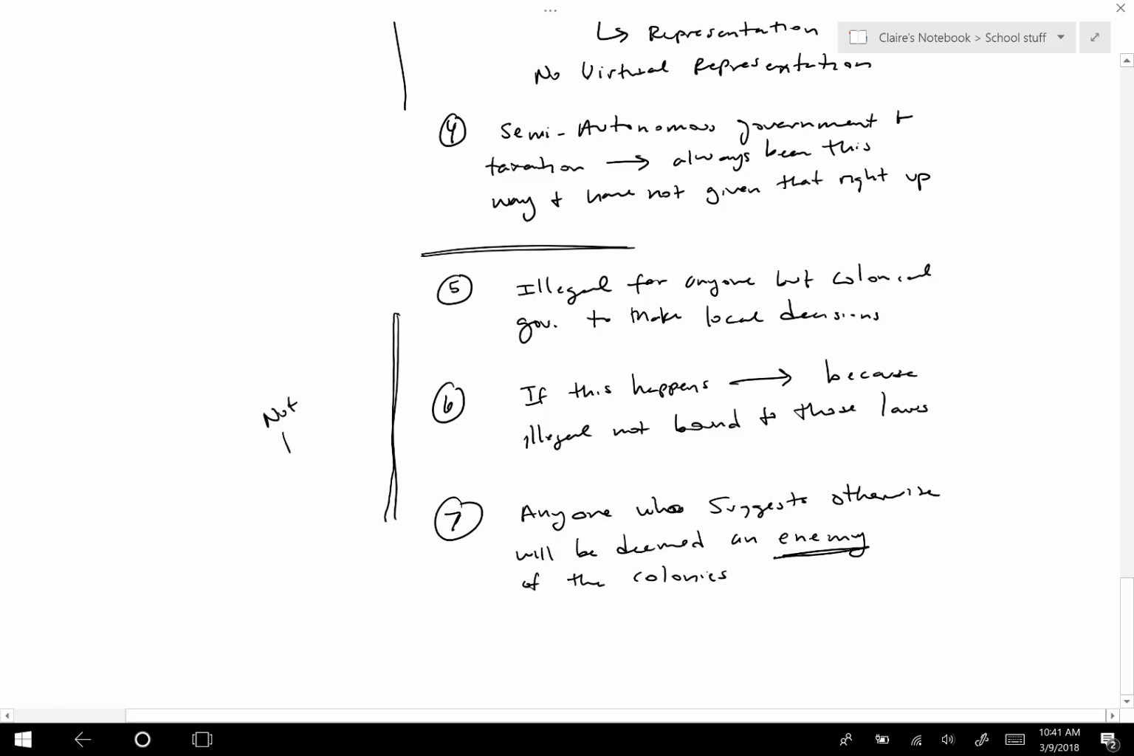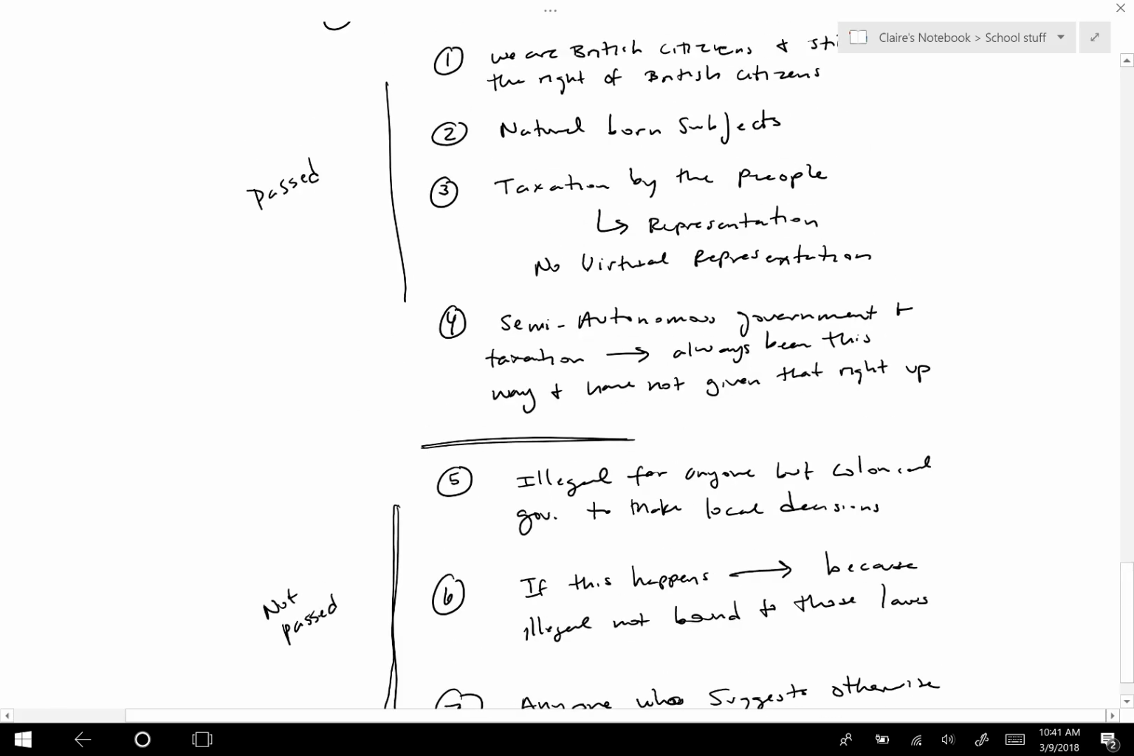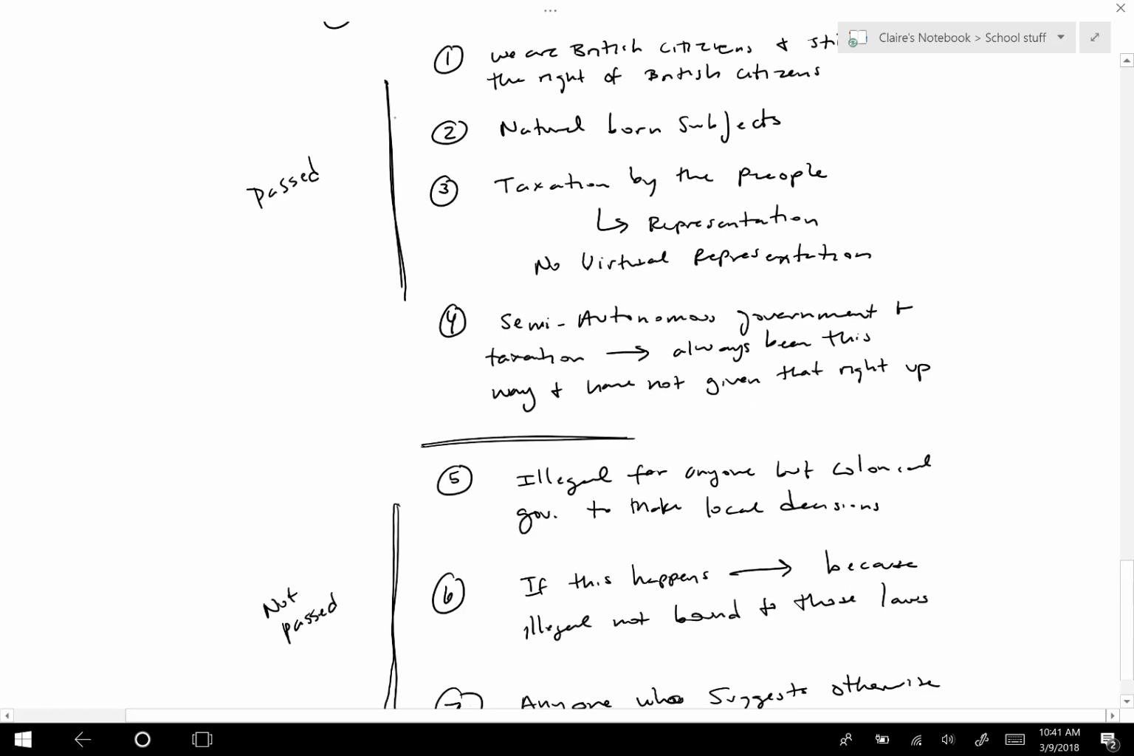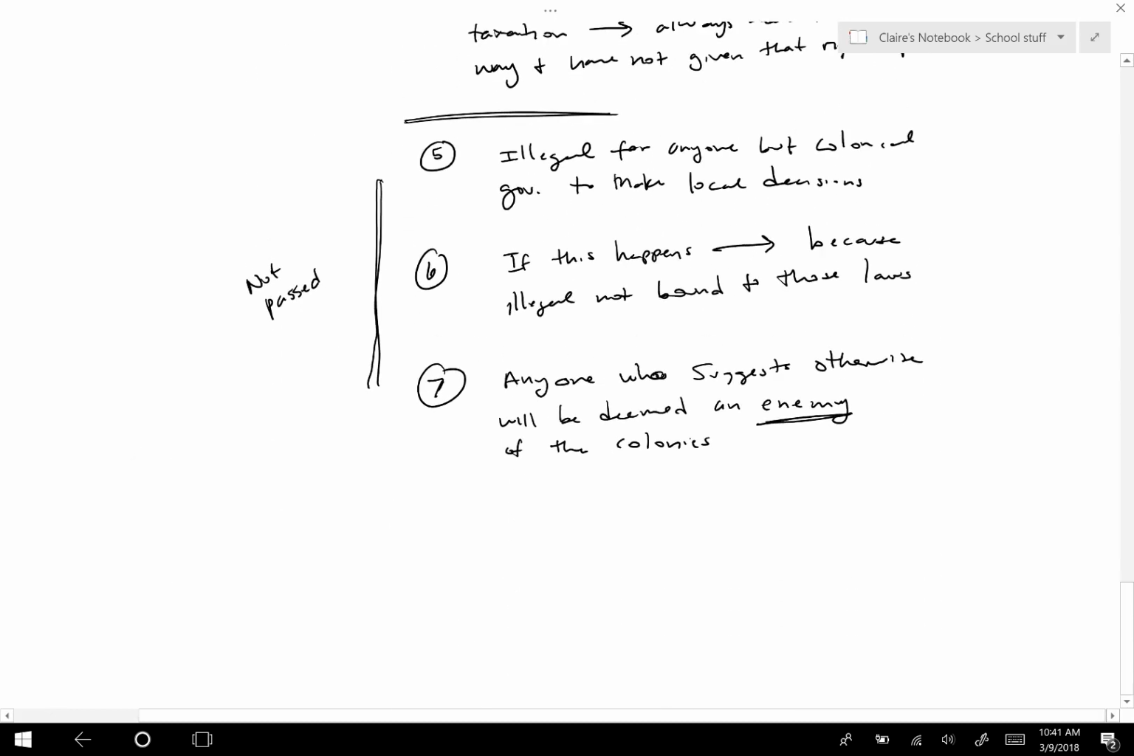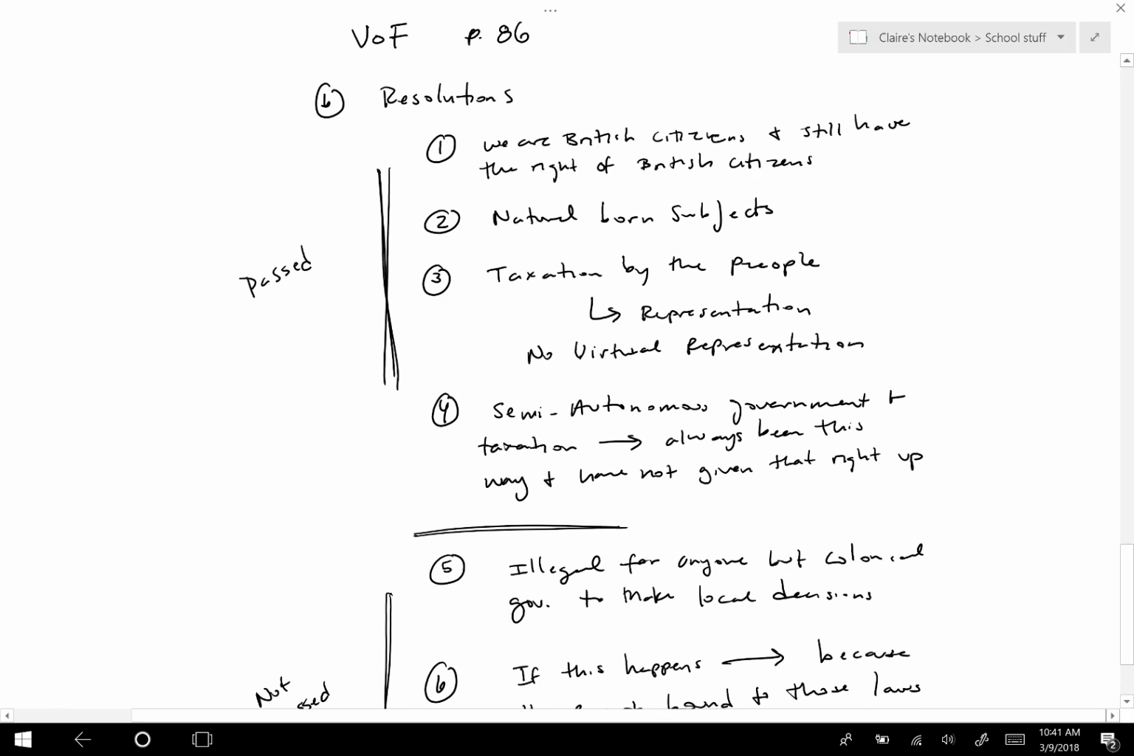These not passed, and hopefully it makes sense why. I mean, I'm going to mention it anyway, but hopefully it's a little bit clear to you. These first ones are much more basic statements of, hey, this is what is going on as far as we're still citizens, and natural born citizens. This one is important. Natural born, because some of the arguments were, sure, you're citizens, but you're like inferior citizens. And here they say, no, we're natural born citizens. We have a right to this as well.